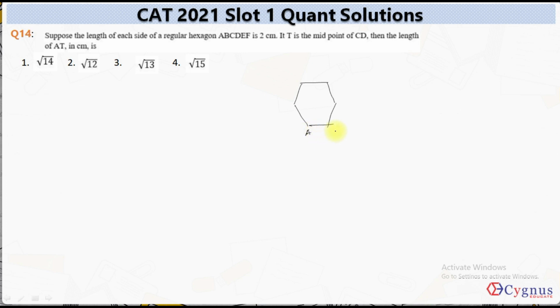This is A, B, C, D, E, F. And each side of the regular hexagon is given equal to 2 centimeters. Fine. This is 2, 2, 2, 2 and 2. If T is the midpoint of CD, this one, this is T. Then the length of AT, that means I need to join this A and T. Okay. But let's convert this hexagon into 6 equilateral triangles first.